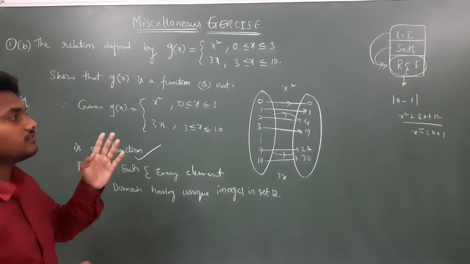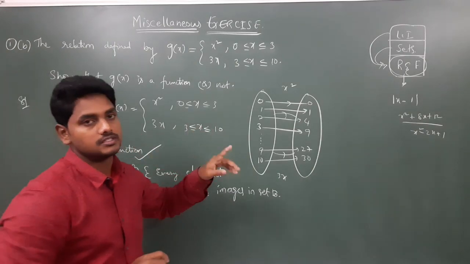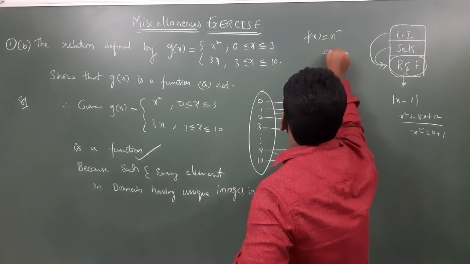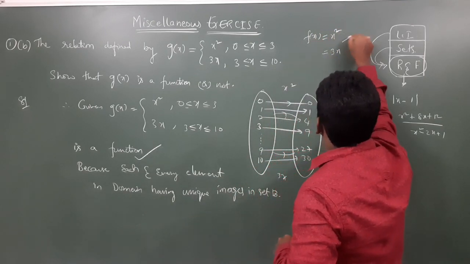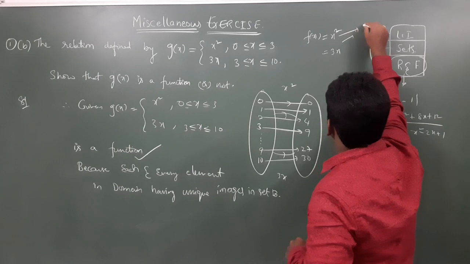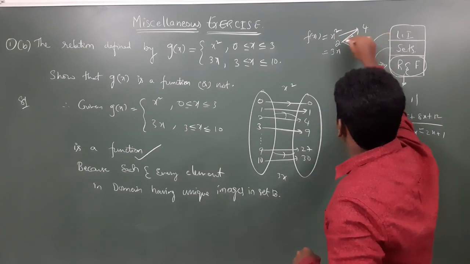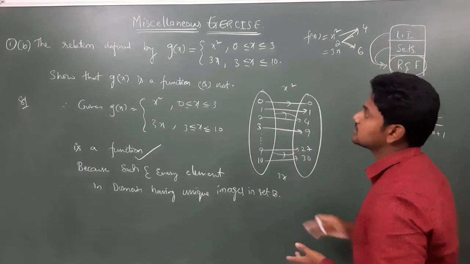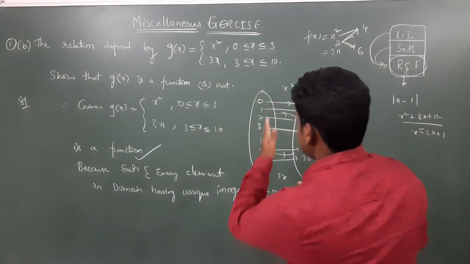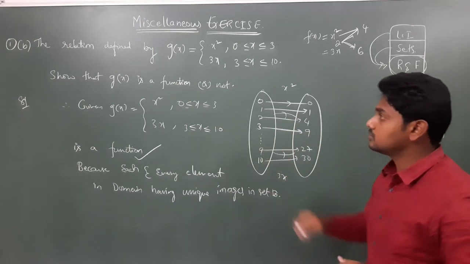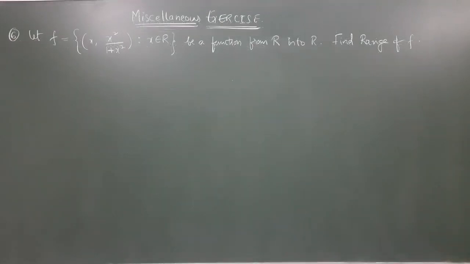The first one is not a function. Why? Because 2 is having 2 images. Do you remember? For that f of x is x square and 3x. At 2, x square is 4 and at 2, 3x is 6. That means 2 is having 2 images, so that is not a function. But when it comes to this, each and every element in the domain is having unique images, so it is a function. Pause the video and note it down. Next question, guys.